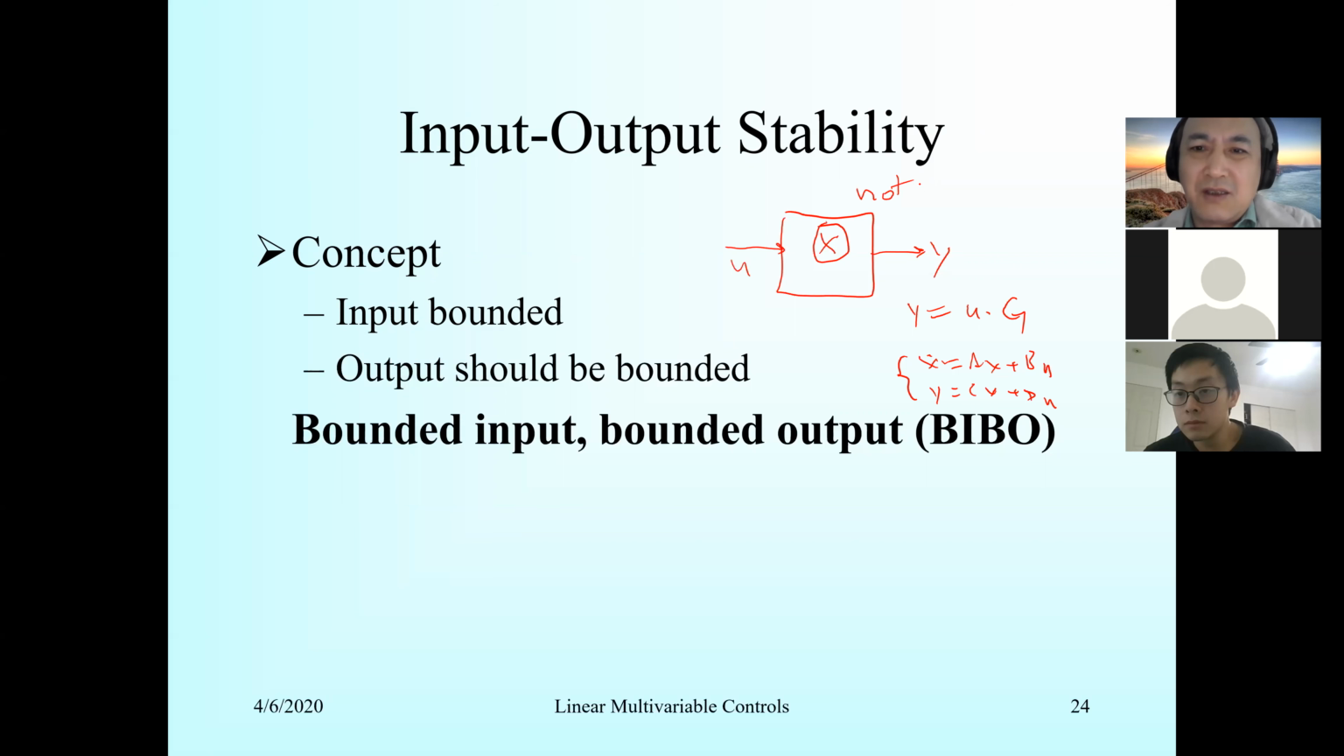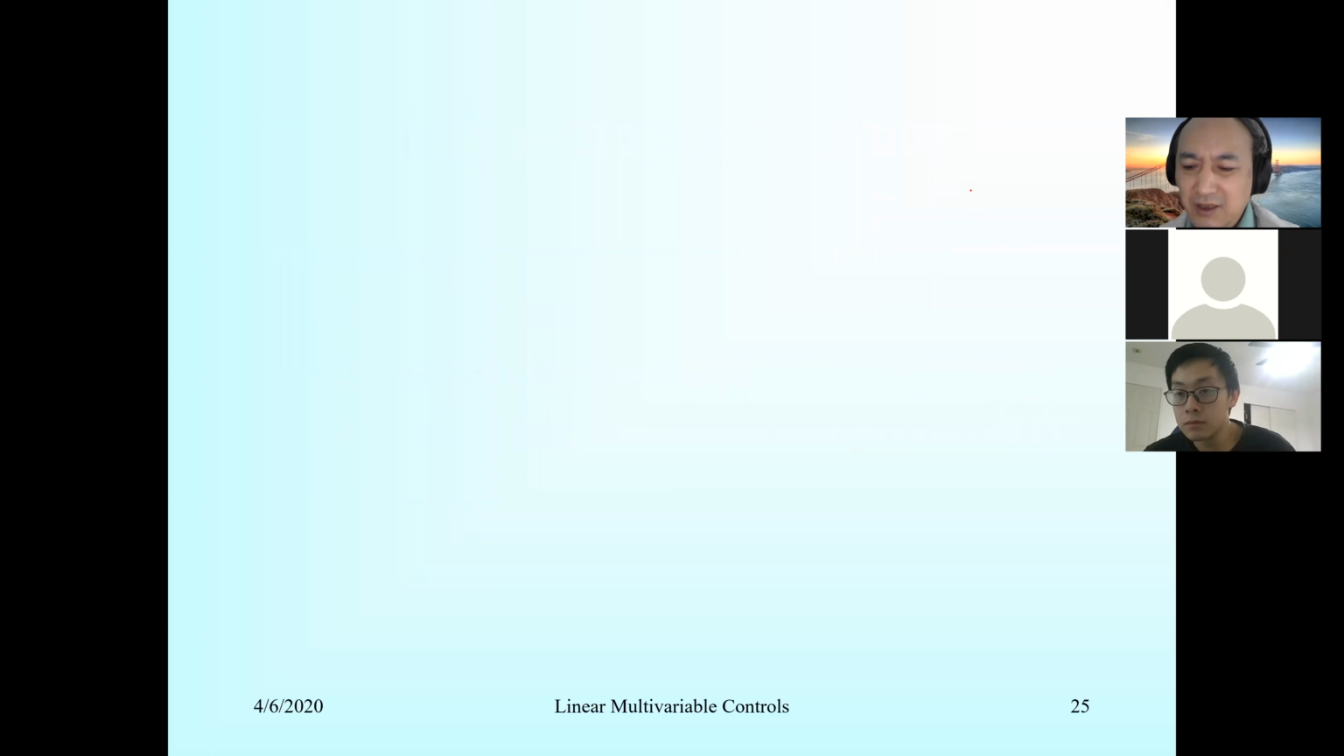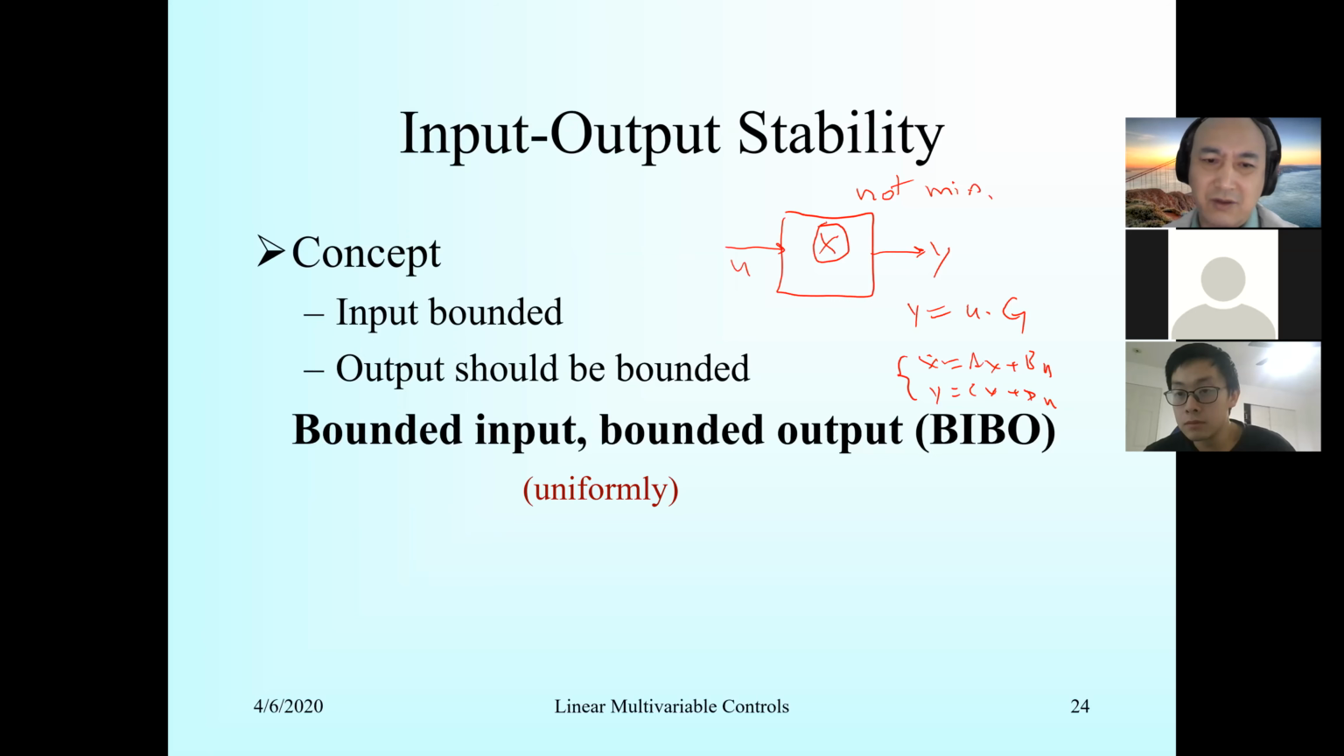The reason we don't have a minimum realization is we choose the internal representation X vector not minimum. So you have more variables included in this model. Therefore, you got a non-minimum realization. Then you need to do a minimum realization for that. So for the BIBO, uniformity is implied, okay? We should not consider it as dependent on the initial time. So it's nothing to do with my T0 here.